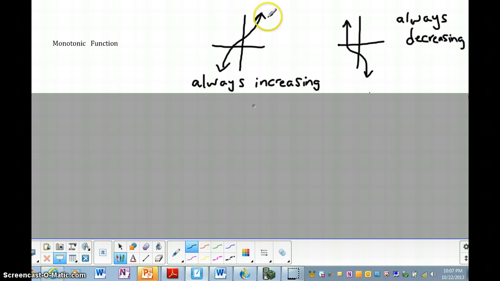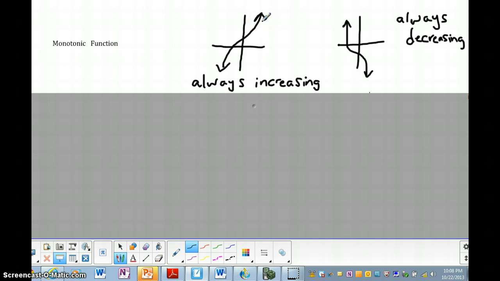And that word monotonic should be familiar to you from monotone, if you've heard of that. So think of monotone, only one sound, as your voice. So a monotonic function would be one that never decreases or never increases. So it's always doing one thing.